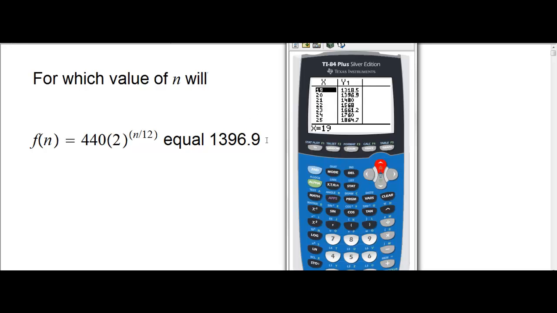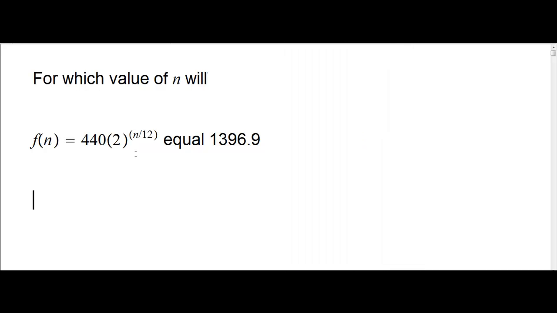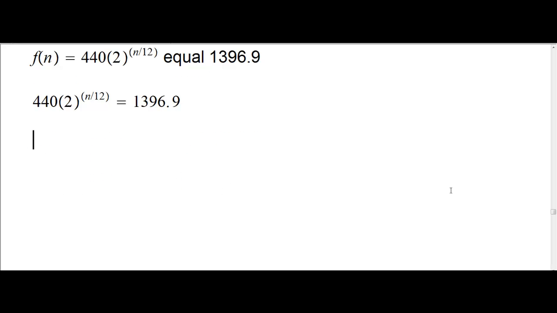In the next video I will, or let me just do it right now, tell you how you can do it algebraically. If we wanted to do it algebraically, what we have to do is set this equal to 1396.9 and then solve for n. When we are doing that, we have to isolate n. So the first thing we will do is get rid of this. How do we do that? Divide both sides by 440.